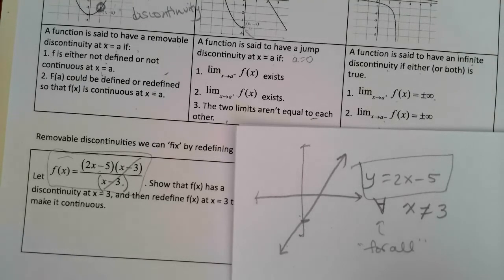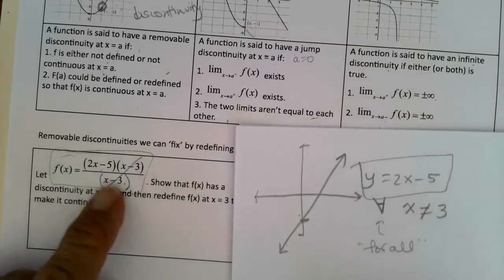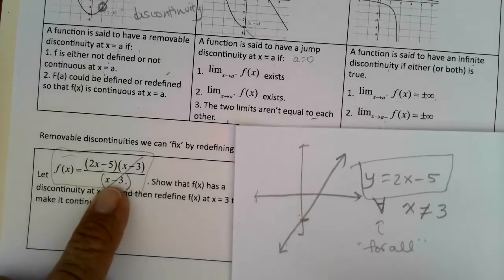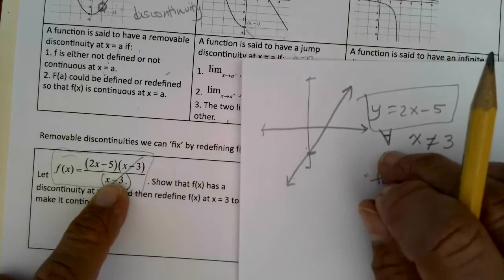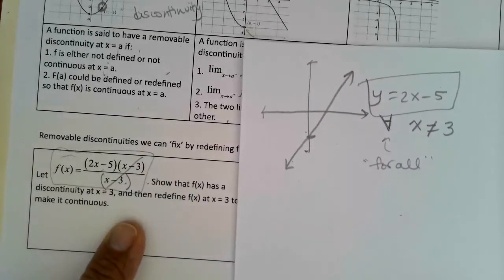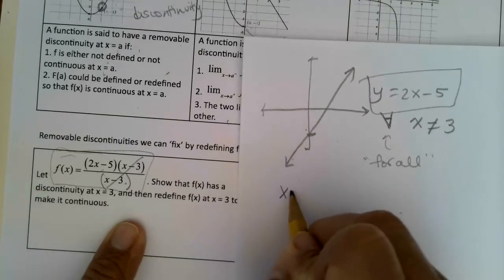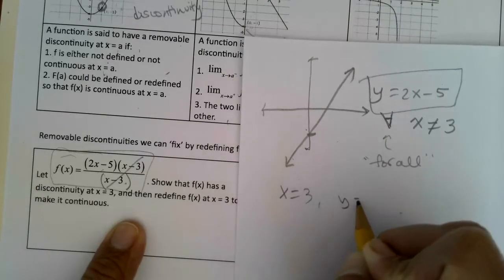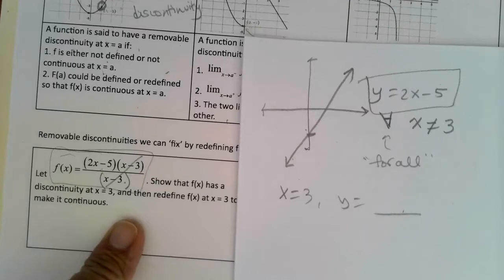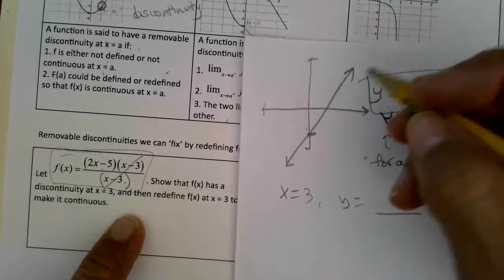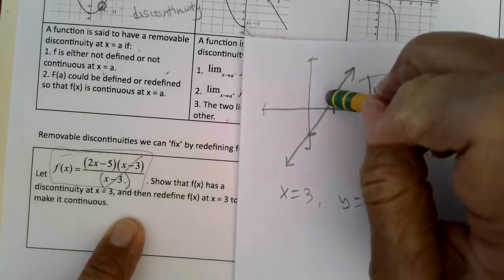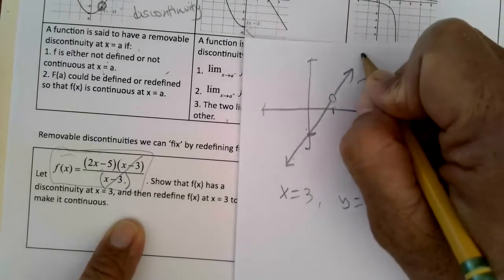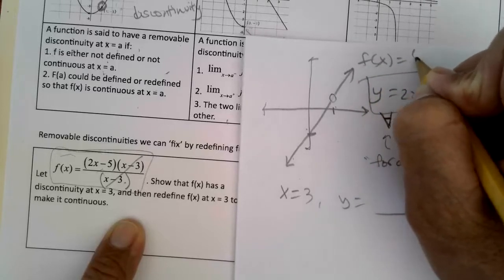So here's what I want you to do. If you have the rational function typed into your graphing calculator, go ahead and try to find the value at x equals 3. And you'll see, if you do the value where x equals 3, that y spot is going to be completely blank. It's not defined there. You've got a hole in your graph. So if I come over here to 3, I'm going to have a hole in my graph if I've graphed the rational.